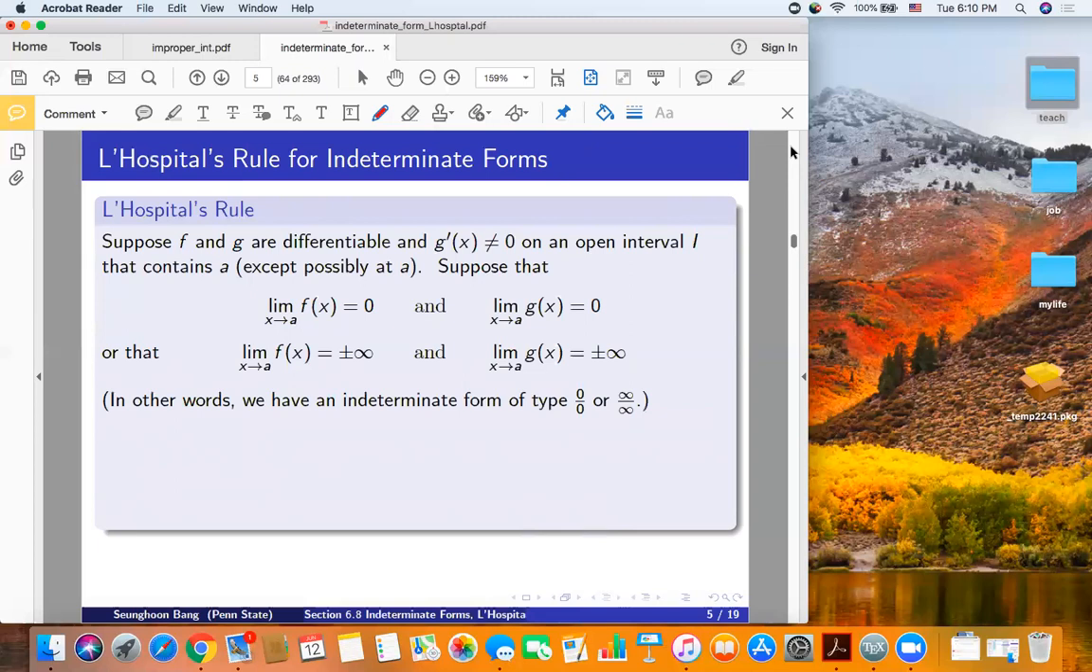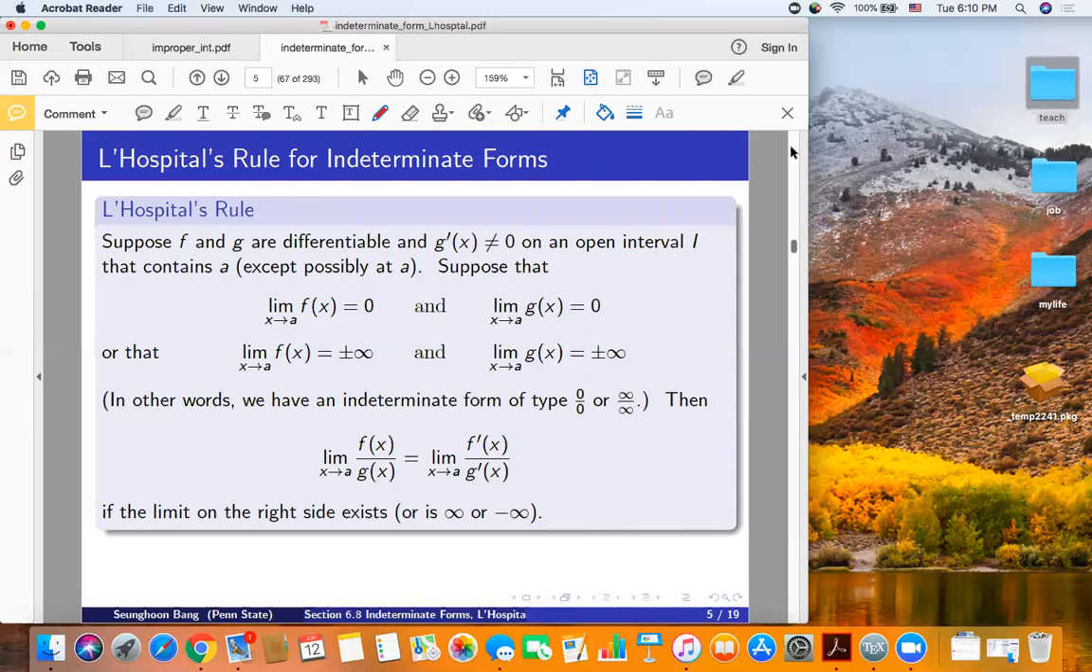So what does it mean? We have two types: 0 over 0 form or infinity over infinity form. How can you solve the limit of f of x over g of x for these two types? This is the rule: the limit of f prime of x over g prime of x as x approaches a. So that's it. This is called L'Hopital.